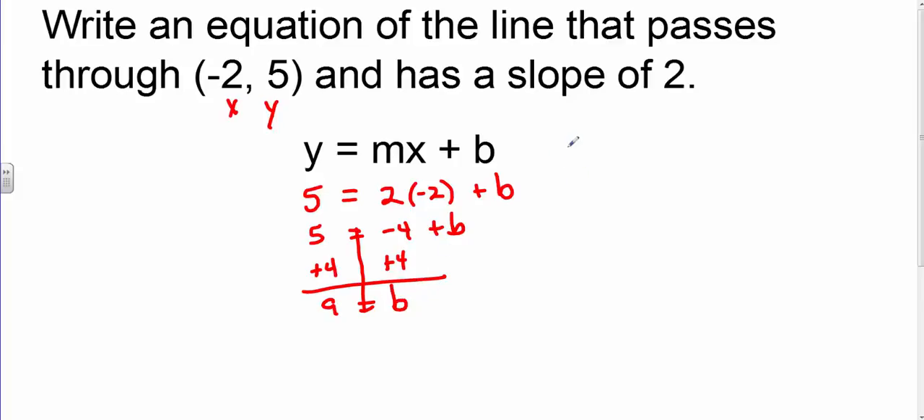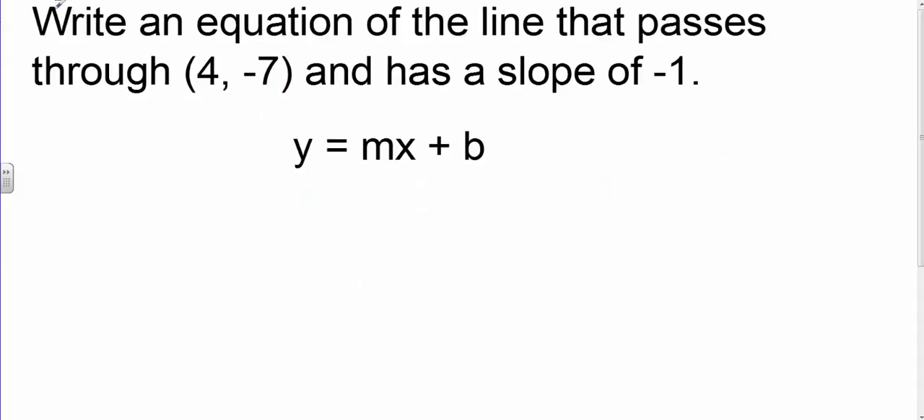So we come over here to write our equation, and we've got y is equal to 2x plus 9. Now it's your turn. Write an equation of the line that passes through (4, negative 7) and has a slope of negative 1. Pause the video, do this one, and come back to me.